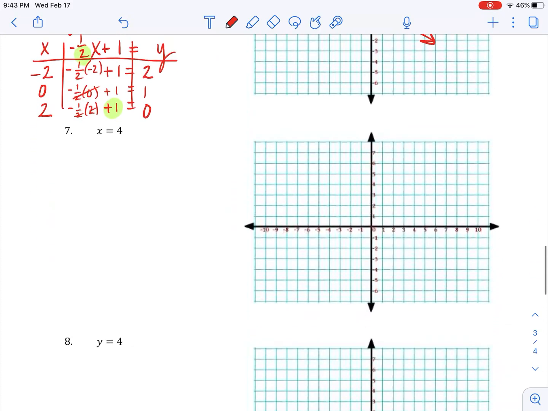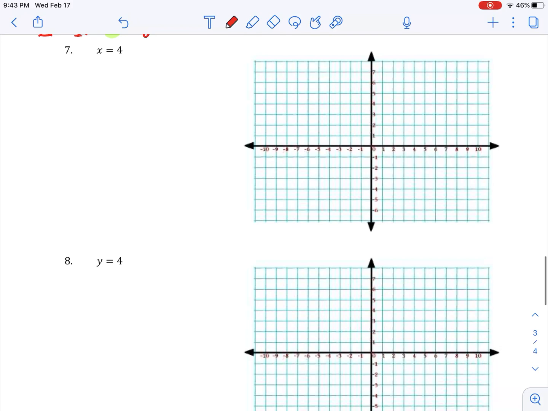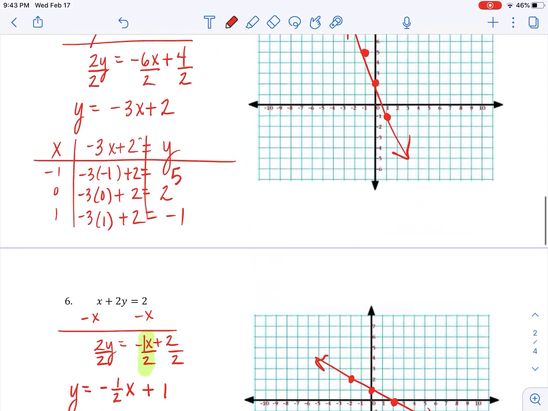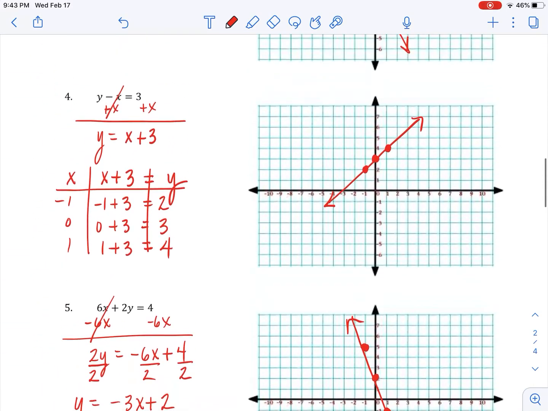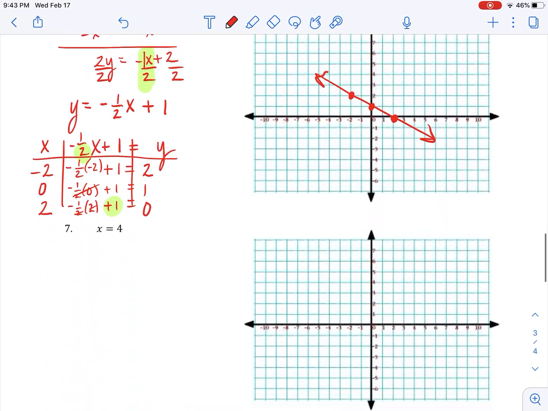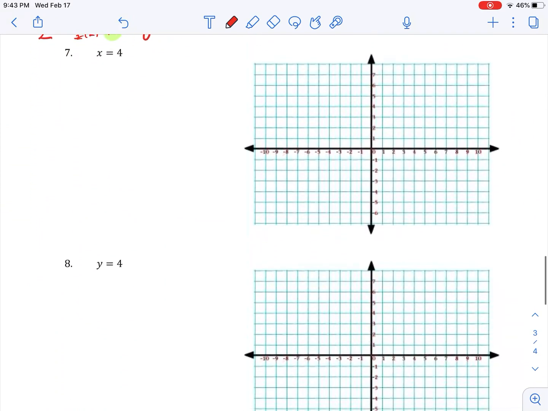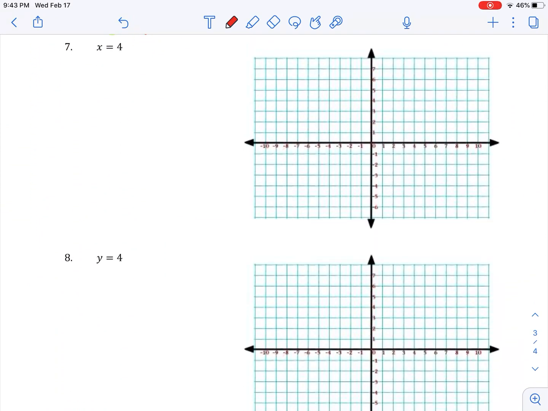All right, the last two look very strange. So if we look at 7 and 8 together, you're going to notice that in number 7, there's only one variable. There's just an x. And in number 8, there's only one variable. There's just a y. And so those are not like these that we've done up above. Every problem we've done so far had an x and a y. So these are special. And what's happening here is we have a special case of either a horizontal line or a vertical line. So those are our two special cases, are the horizontal line and the vertical line.